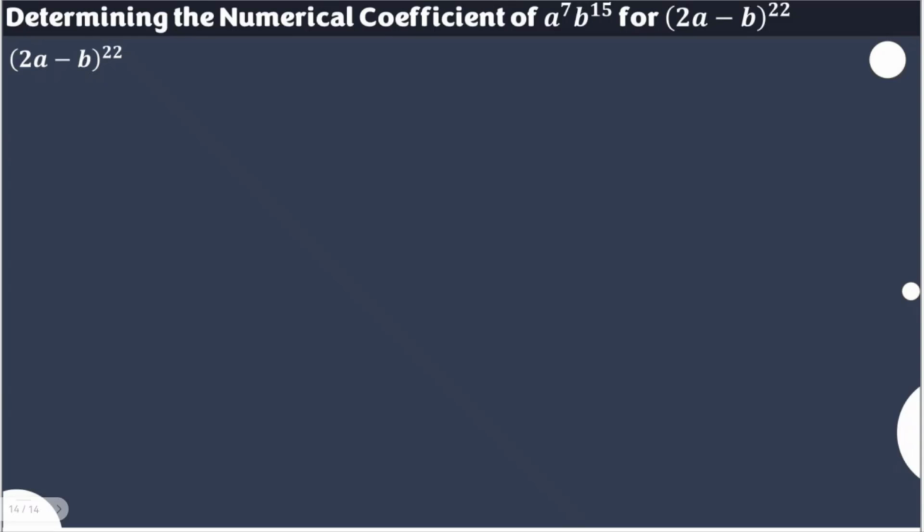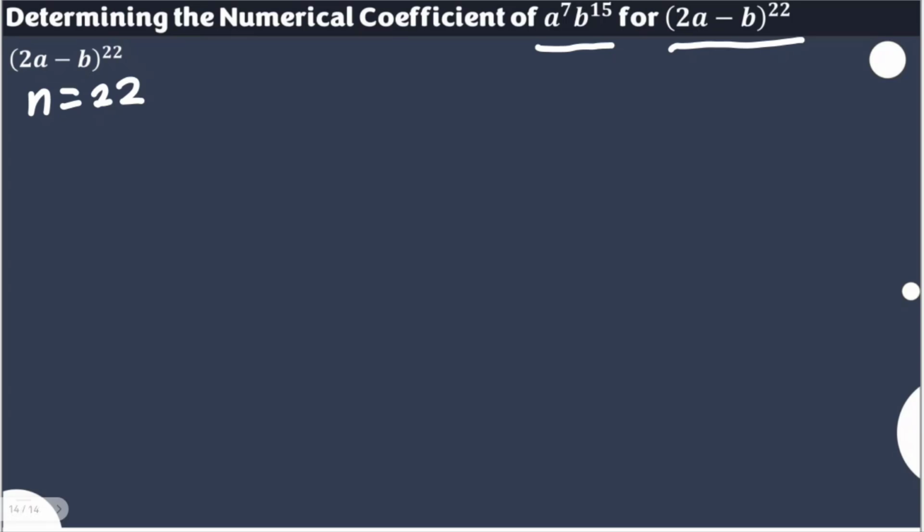Let's have the next one, determining the numerical coefficient for the term with the literal coefficient a to the power of 7 and b to the power of 15 for the expansion of the given expression here. We have the binomial expression 2a minus b, raised to the power of 22. This gives us an n equal to 22.